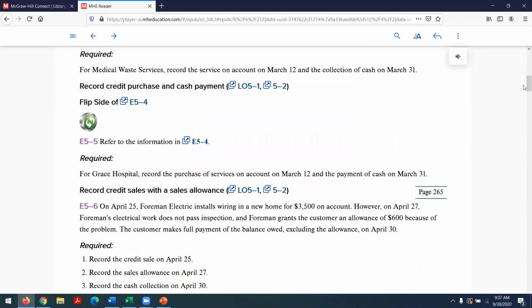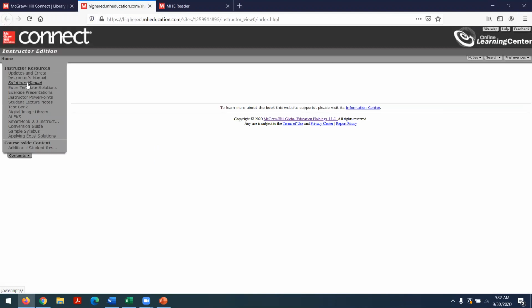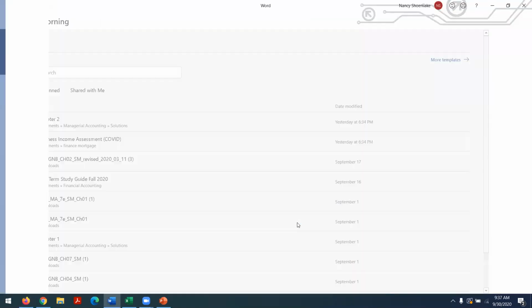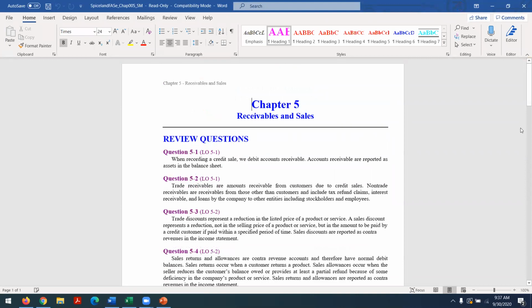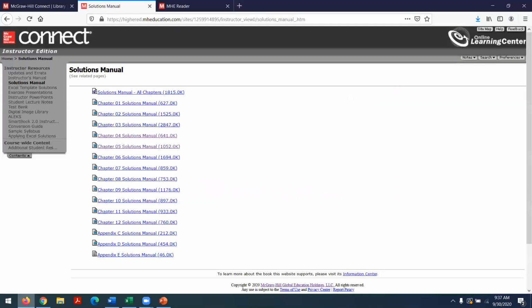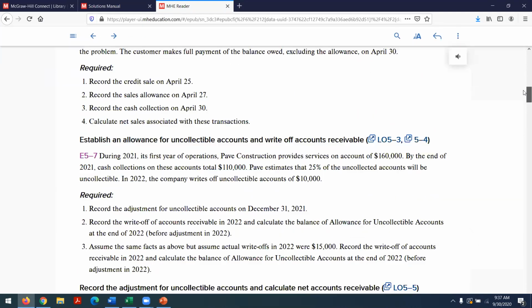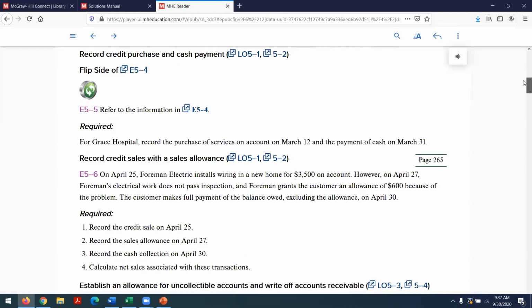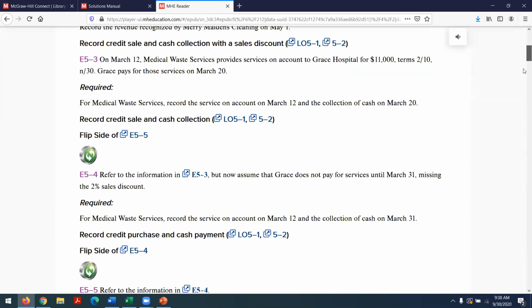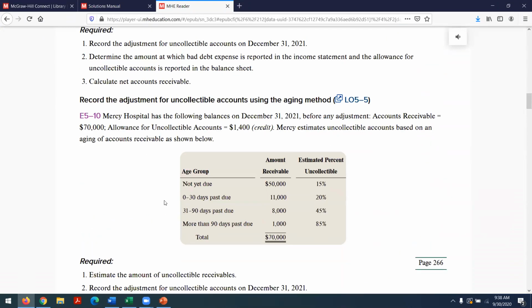Okay, so and this is exercise 2 or 5. I'm trying to think which one it was. Grace Hospital. Am I? Oh, there I am, 5-10.